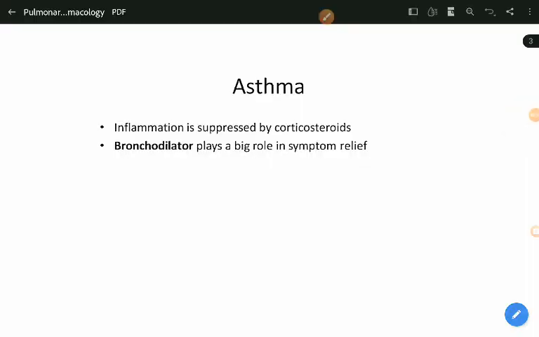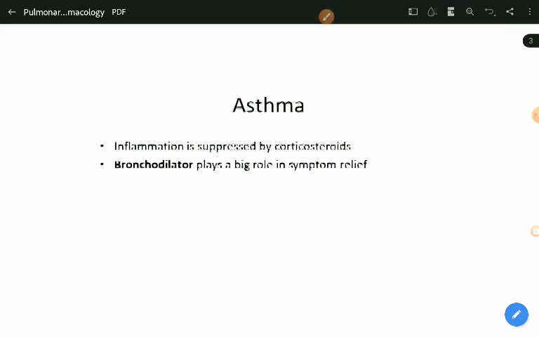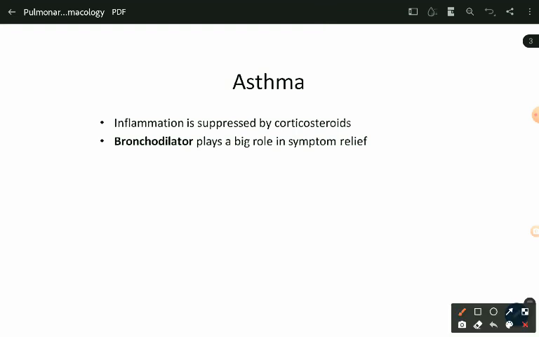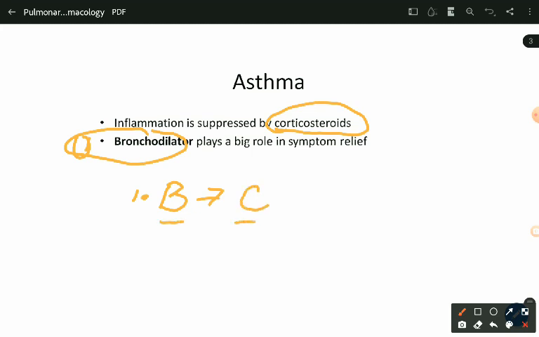So basically, the management for asthma is primarily with the use of a bronchodilator. Then we also have a corticosteroid. Later on, we'll be giving you the algorithm on how to give these medications. Our nursing care here is to administer the bronchodilator prior to corticosteroids. So the B prior to C.